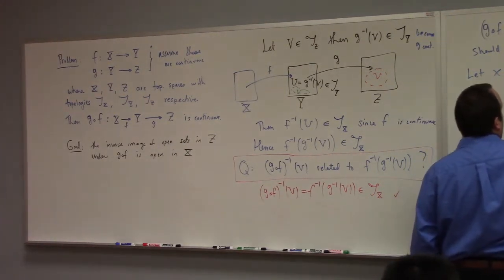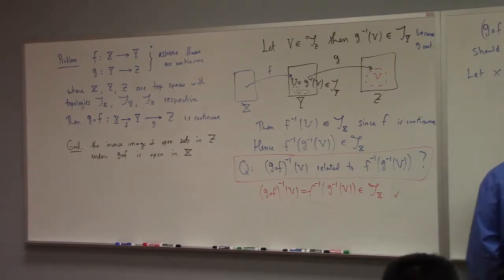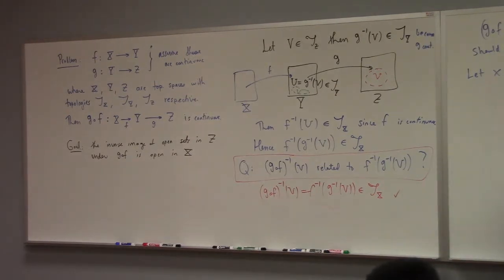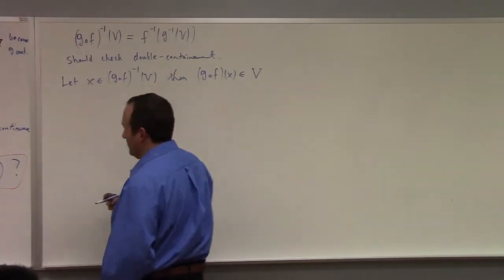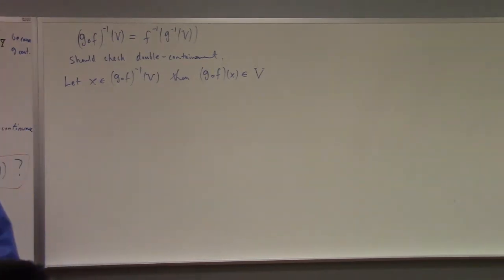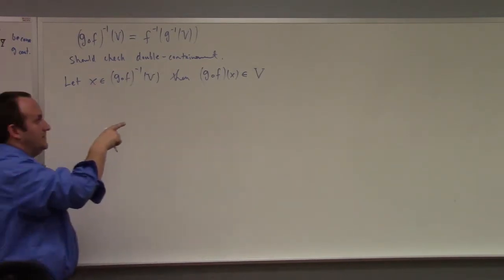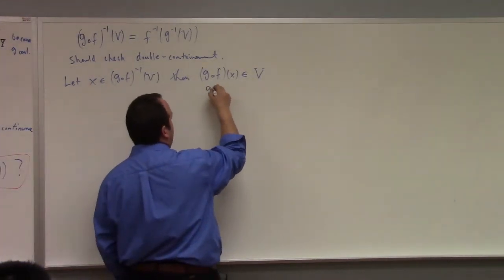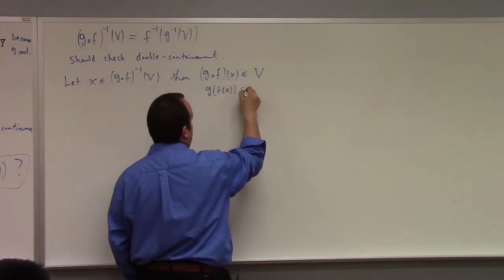That would mean that G composed with F of X is an element of what? It's an element of V, right? That's the definition of inverse image: if we feed it to the map, it maps to the set which we're forming the inverse image of. And that would say what? This means that G of F of X is an element of V.